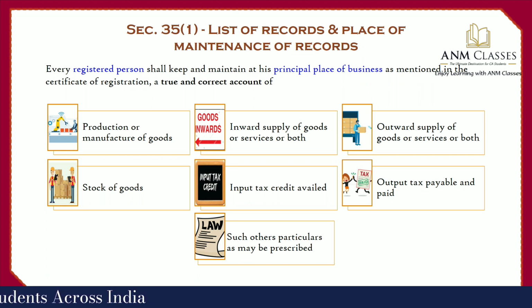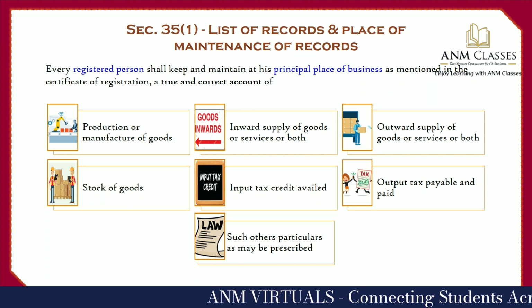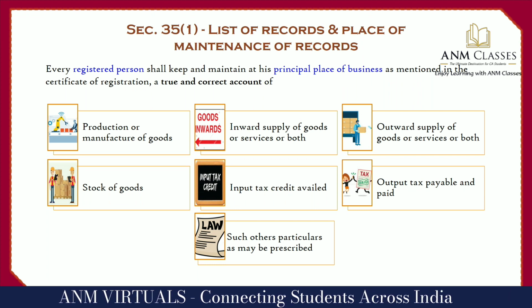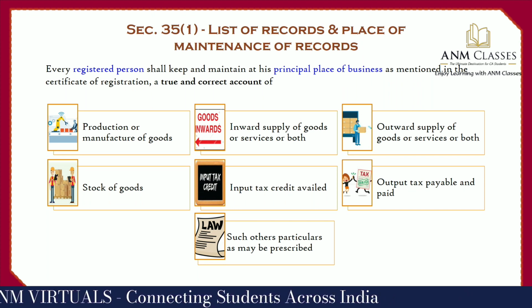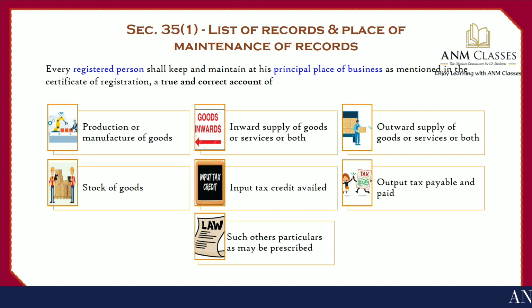Number 1, production or manufacture of goods, inward supply of goods or services or both, outward supply of goods or services or both, stock of goods, input tax credit availed, output tax payable and paid, such other particulars as may be prescribed. So what are the items to be maintained? List of records to be maintained. Number 1, production or manufacture of goods, inward supply of goods or services or both, outward supply, stock of goods, input tax credit availed, output tax payable and paid.